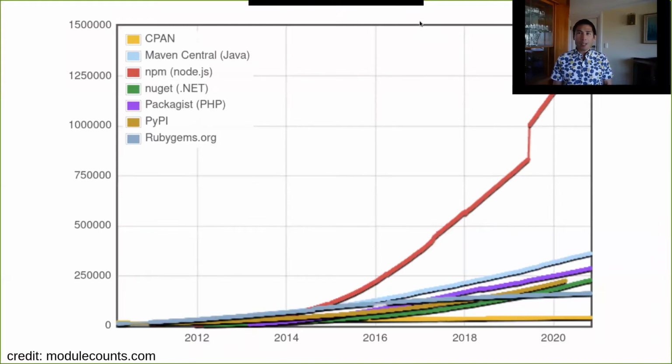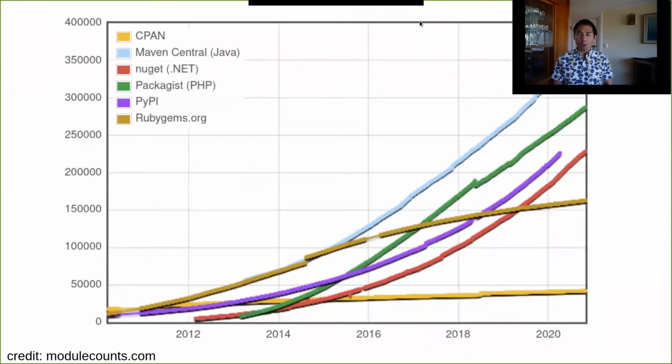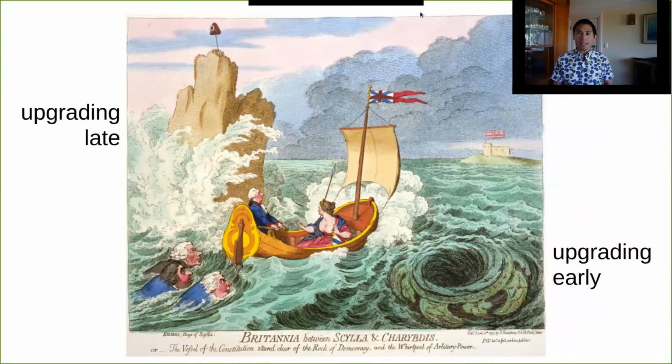Software reuse is here. ModuleCounts.com says that there are over 1 million packages in the NPM ecosystem, which provide functionality for people to use. In other ecosystems, there may not be millions, but there are certainly still hundreds of thousands of packages that are available. These packages come with a cost, however, and the cost is the endless treadmill of upgrades.